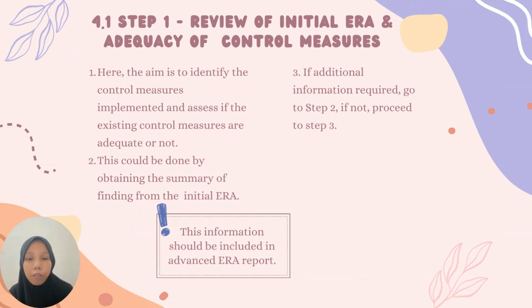For step 1, review of initial ERA and adequacy of control measure, it is to identify the control measure and assess if existing control measure are adequate or not. This information should be included in advanced ERA report. If additional information required, go to step 2. If not, proceed to step 3.